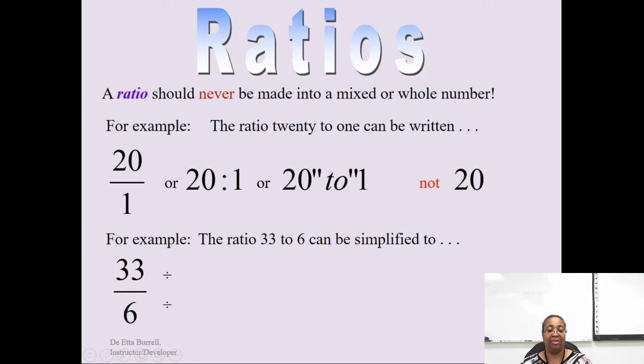So if I have the ratio 33 to 6, I need to reduce this one also by 3. And when I do that, I will get 11 to 2. You will not use the mixed number 5.5, because we're not talking about fractions. We're talking about ratios that need to have a comparison, 11 to 2.